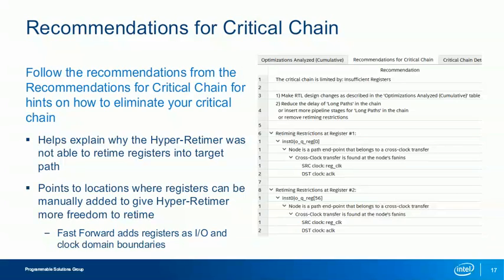But even better, these recommendations will help you understand where new registers can potentially be added that would help you increase your clock Fmax. Here in this example screen capture, we can see there are retiming restrictions occurring at 2 points in the critical chain where clock crossings are occurring, at registers OQ-Reg0 and OQ-Reg56. Thus, a potential solution is to add more registers at these points if the design allows.